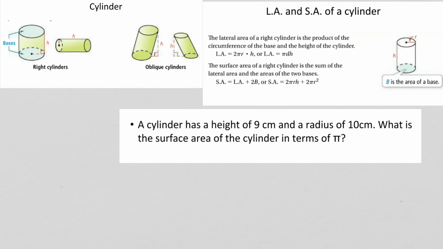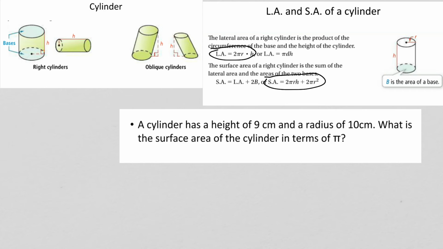All right, let's talk about cylinder, lateral area, and surface area. The lateral area there is the height of that cylinder going around. 2 times pi times r, that's the circumference of the circle. I'm going to multiply it by the height. So 2 pi rh is the lateral area. Surface area is going to have that 2 pi rh plus 2 pi r squared, because we're finding the area of the bases. So these are both formulas for a cylinder.